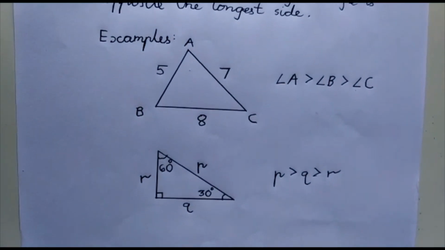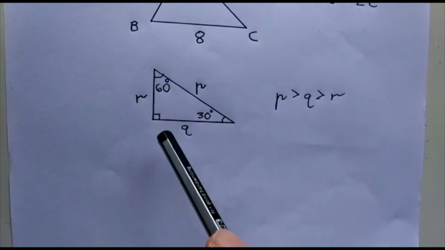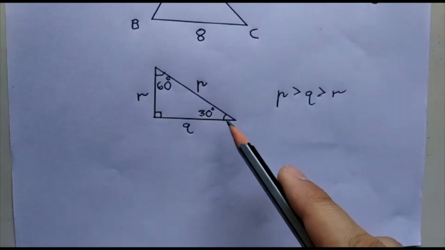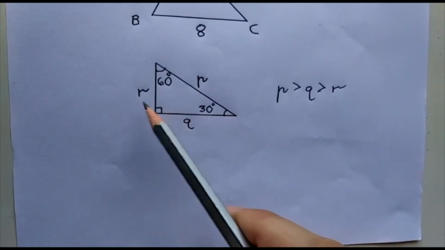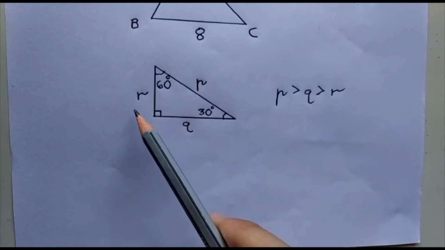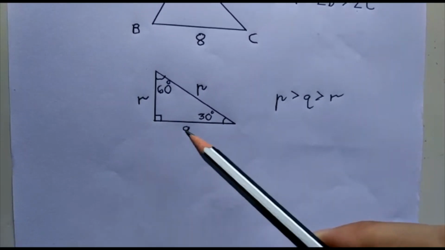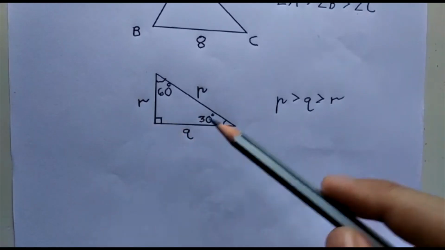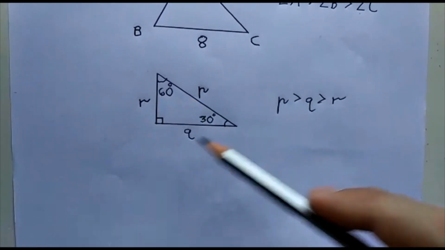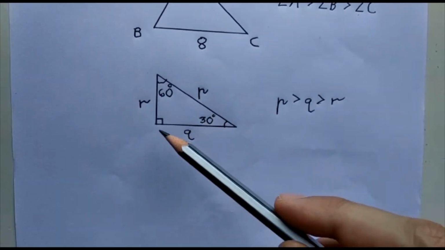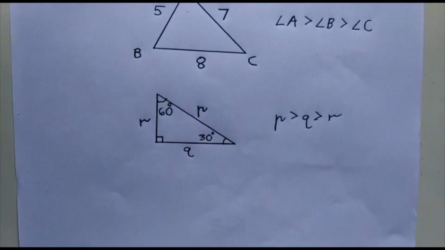Let me show you another example. In this triangle, the angles are 30, 60 and 90. Since angle 30 is the smallest of the three angles in the triangle, the side opposite this angle, which is R, will be the smallest side. And since 90 is the greatest angle of the three angles here, the side P will be the greatest side among all these three sides because it is opposite the greatest angle. So P will be greater than Q will be greater than R.